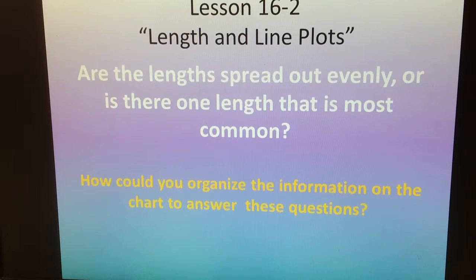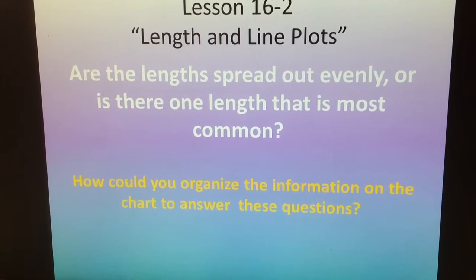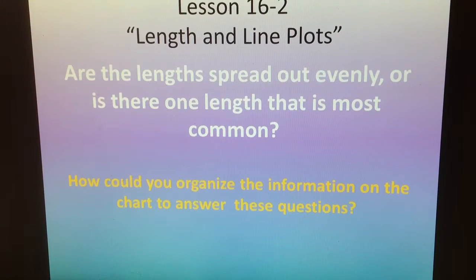Are the lengths spread out evenly, or is there one length that is the most common? Turns out most students in 3rd grade have feet that are either 8 inches long or 8 1/2 inches long. How could you organize the information on the chart to answer these questions? You could write a number line and turn it into a line plot to organize those lengths.